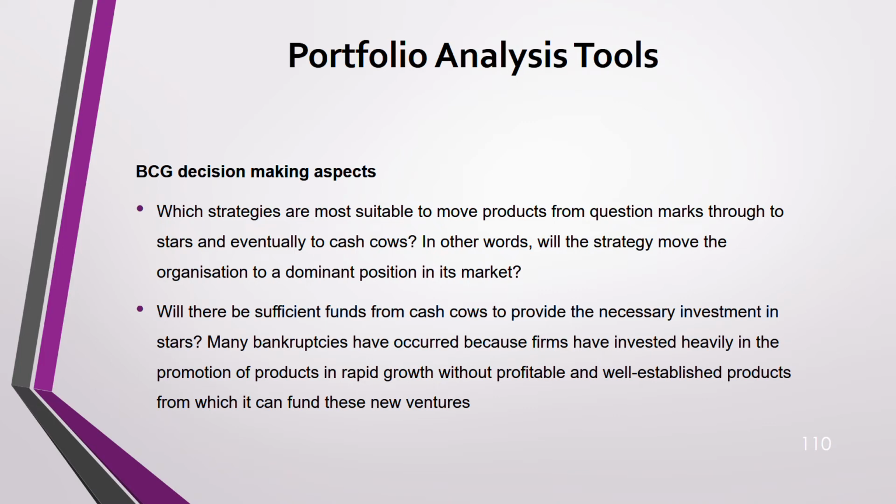Many bankruptcies have occurred because firms have invested heavily in the promotion of products in rapid growth. Wherever products are in a rapid growth industry, firms have invested heavily in their promotions without profitable and well-established products from which they can fund these new ventures. Rather than using the profit of the well-established products, they started investing in the promotions only of those products which are in the rapid growth industry. So they ran out of cash. They became bankrupt.